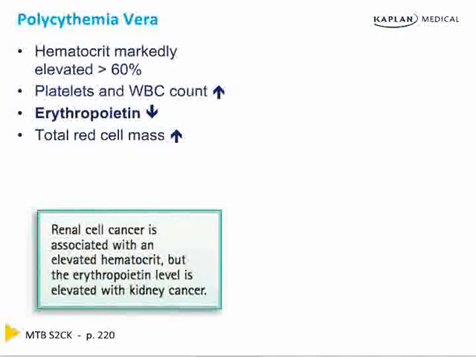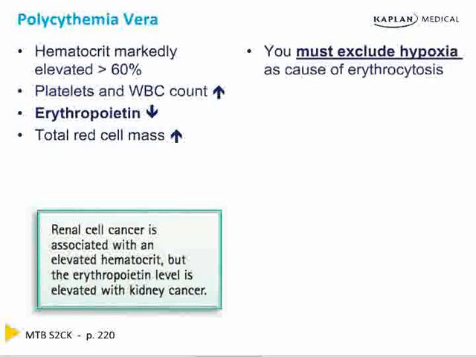Renal cell cancer is associated with an elevated hematocrit in a small number of patients. Most of the time it's just anemia from people bleeding. But in that case, the erythropoietin level is elevated because the kidney cancer is actually making erythropoietin, like an erythropoietin-secreting tumor. Now, in order to call it polycythemia vera, you have to exclude hypoxia as the cause of erythrocytosis. The oxygen levels must, by definition, be normal.